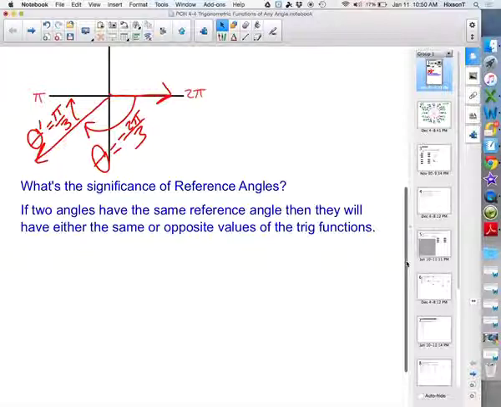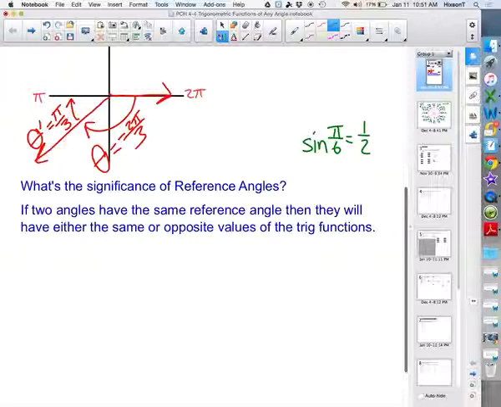So, for example, if I tell you, or you know already, the sine of pi over 6, you know that from the unit circle. What is that? It's 1/2. Then that's a first quadrant angle, right? So that first quadrant angle is the reference angle. So any angle with a reference angle of pi over 6 is either going to have a sine equal to 1/2 or negative 1/2.